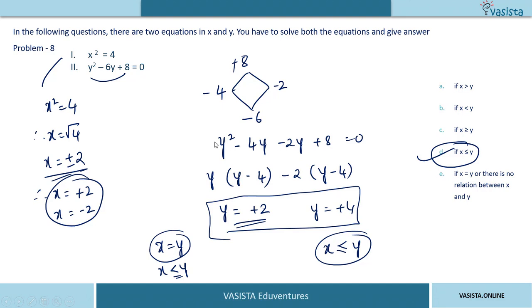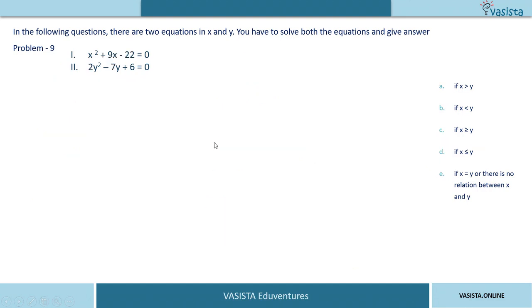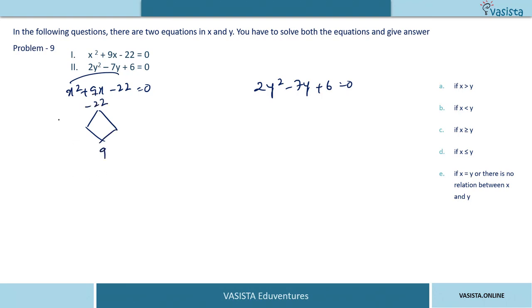Let me go with the ninth problem here. What they have given here is x² + 9x - 22 = 0. The second equation is 2y² - 7y + 6 = 0. So when you multiply you should get how much? That is minus 22. When you add you should get 9. 11 2s are 22.